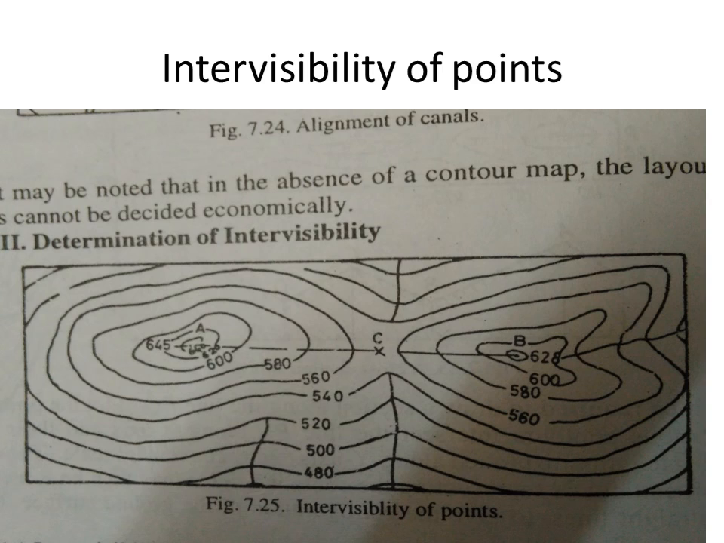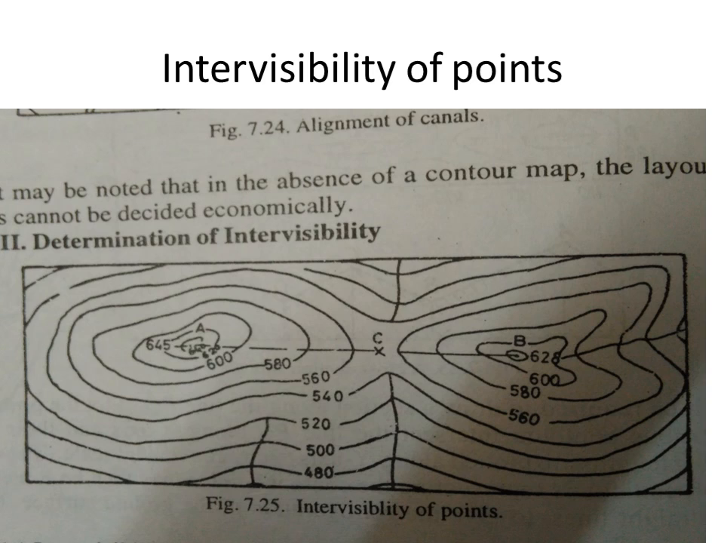So here, in a similar way, intervisibility of points is obtained. Here the contour map is given, wherein we come across the contours having RL 645, 640, 620, 600, 580, 560, 540, 520. Means in this particular contour map, the contour interval of 20 meter is there, that is the difference between 580 minus 560, that is 20 meter.